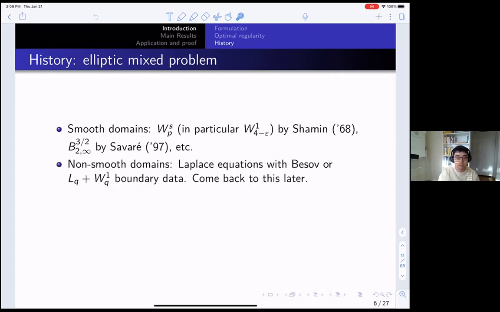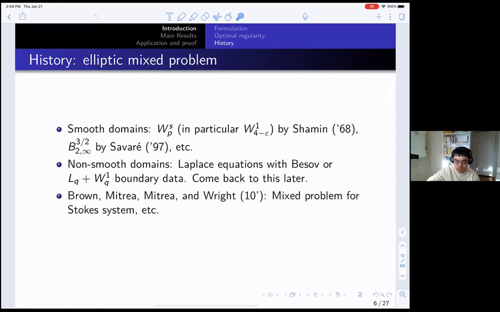Okay, so this is in our smooth domain. And it's more interesting to study non-smooth domains. A very interesting direction is to study Laplace or heat equations with Besov, L^q plus W^{1,q} boundary data. There is a lot of research on this, but we will come back to this later, so let's not mention too much about this right now.